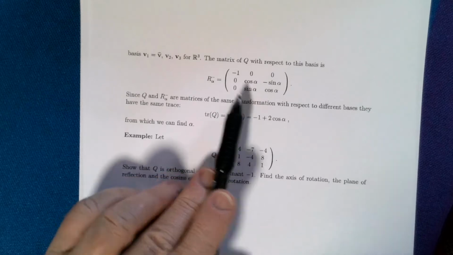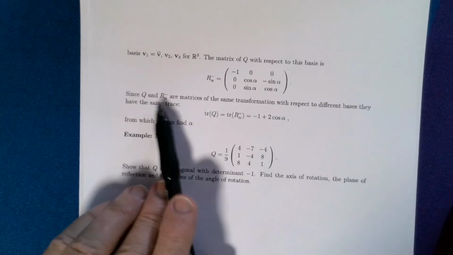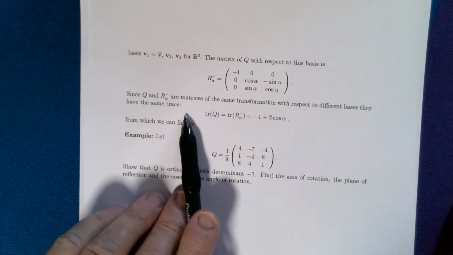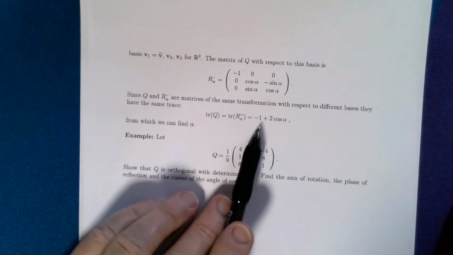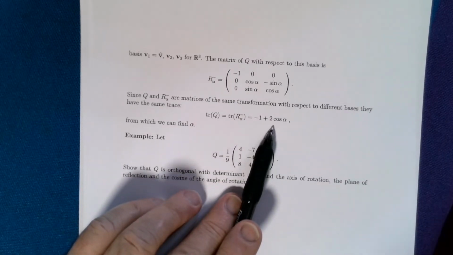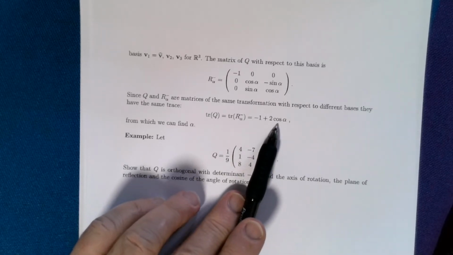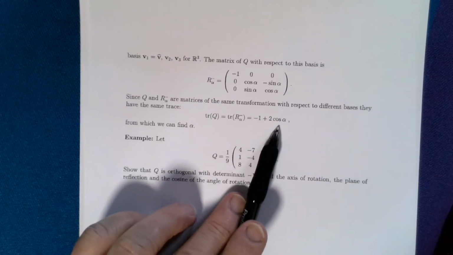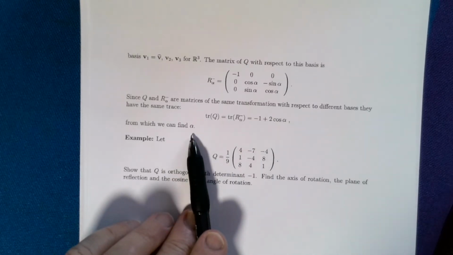Now, I'm calling this R alpha minus. Since Q and R alpha minus are matrices of the same transformation with respect to different bases, they have the same trace. So the trace of Q is the trace of this, which is minus 1 plus 2 cos alpha. Notice this is a little bit different to the formula we had before, which was plus 1 plus 2 cos alpha. For these matrices with determinant minus 1, the trace formula is minus 1 plus 2 cos alpha. And from that, at least up to sign, we can find the value of alpha.